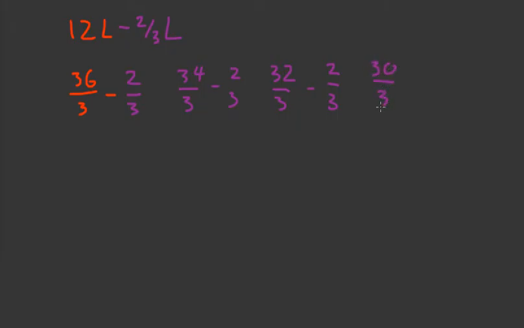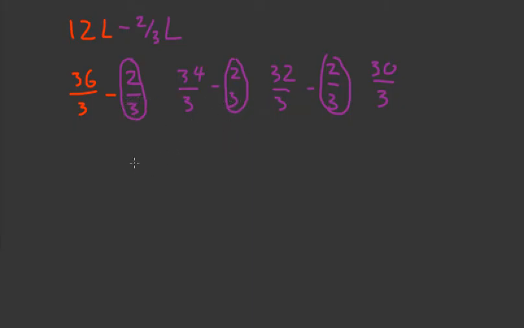If we keep doing that, in the end, we'll be able to subtract 2/3 18 times. So there's 1, there's 2, there's 3. Then if we subtract again, that would be 4. We would have to subtract the 2/3 from this 12 liters 18 times in order to get 0.